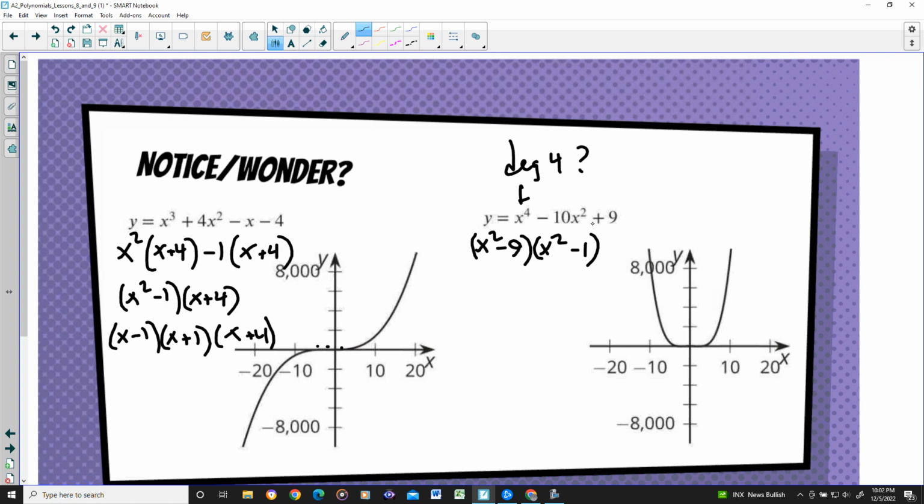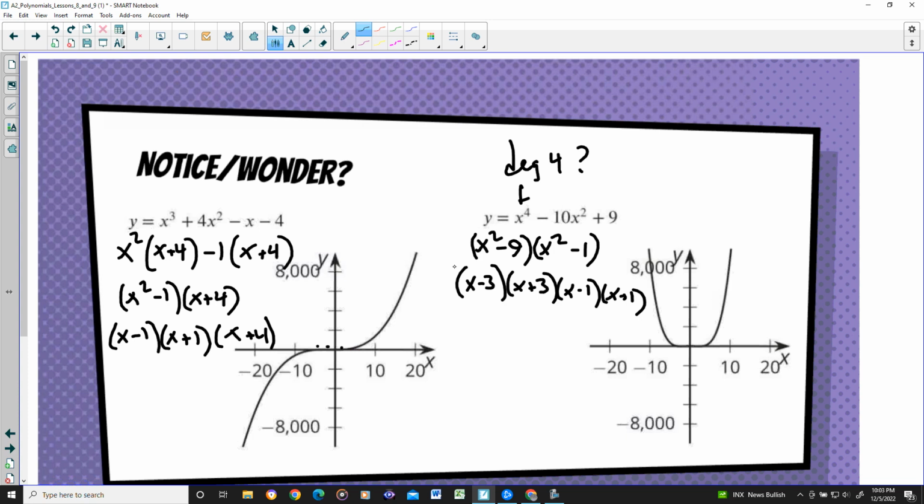-9 times -1 is +9. But why the x squared? It turns out the reason it's x squared is because the functions here happen to be even. Again, the factoring part is not something we're really working with right now, but it is one way we can analyze what's going on in this function, right? And again, these are differences of squares: x minus 3, x plus 3, x minus 1, and x plus 1. So it turns out this will cross the x-axis 4 times.